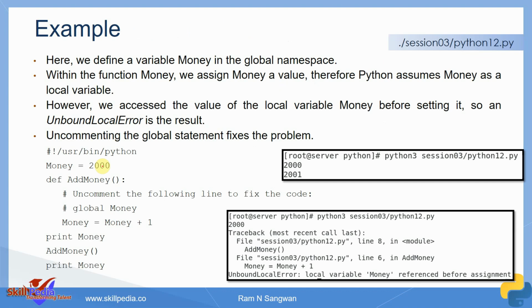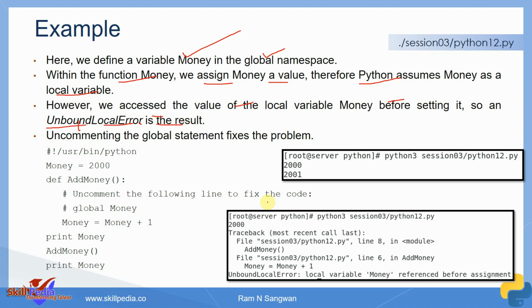Example to understand. Here we define a variable money in the global namespace. Within the function, we assign a value to money. Therefore, Python assumes money is a local variable. However, we access the value of the local variable money before setting it. So, an UnboundLocalError will be the result.